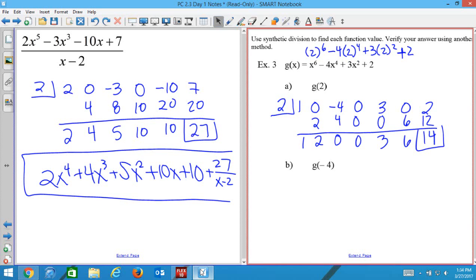Okay, so I want you to try g of -4. It is the exact same function, so you can use the same top line except for -4. Go ahead and try to do that one. And then you can check it on your calculator, but I want you to try to do it using synthetic division.